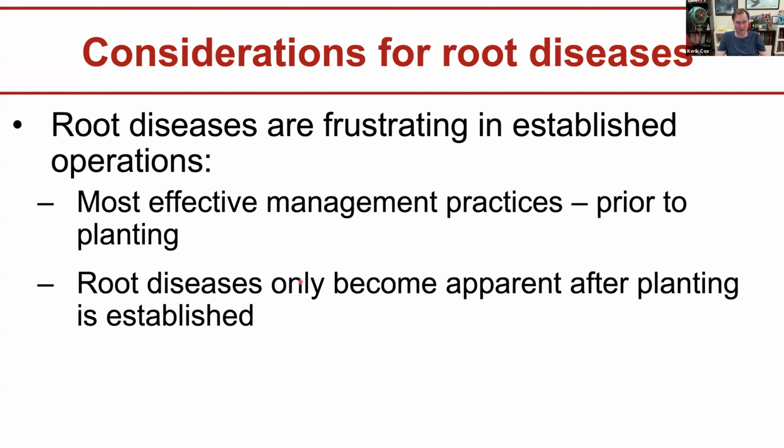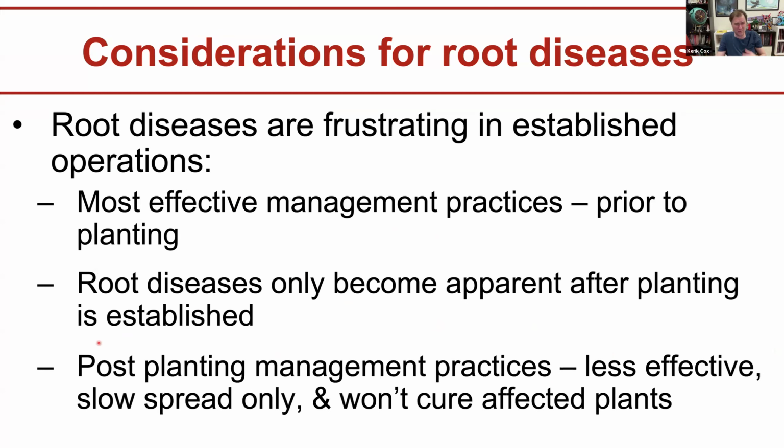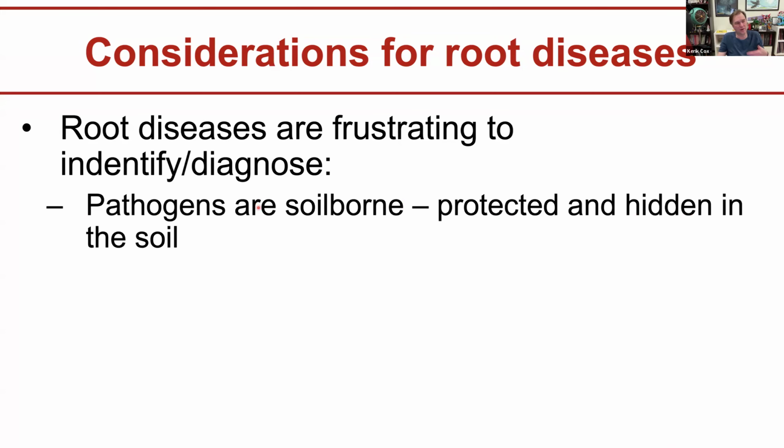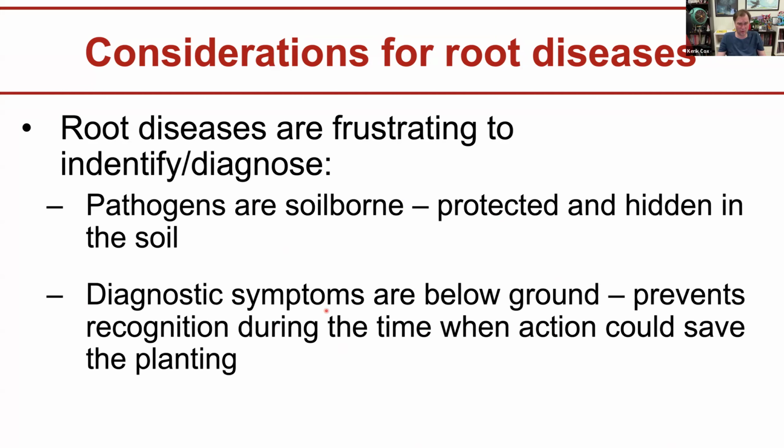You can't do anything. And then, of course, you don't even see the root diseases until you've already got the plants in the ground. Makes it really, really frustrating. Anything you do after the fact, not really effective. It just slows down the spread, and you can't cure the infected plants. The other thing that can happen with root diseases is that if you get one and it looks like it's starting to die or mostly dead, they're really frustrating to have because they're all in the soil. You can't see them. They're hidden. And all the diagnostic symptoms are below ground. So if you wanted to look at the roots, you have to kill a plant or look at it early, and then you're just losing some of your crop as you pull them up to check on them every now and then.